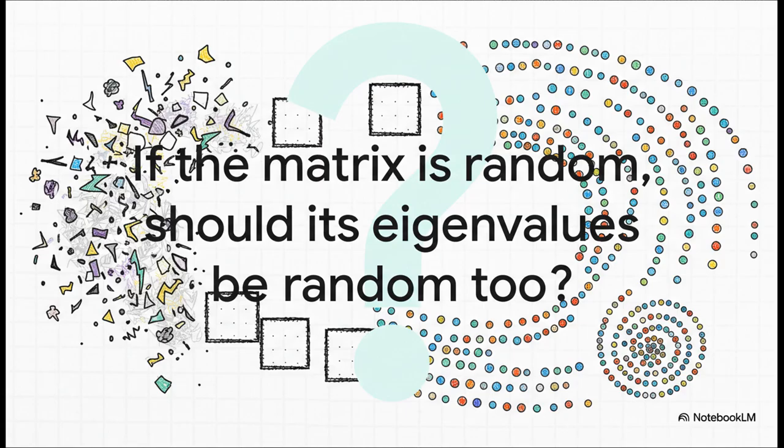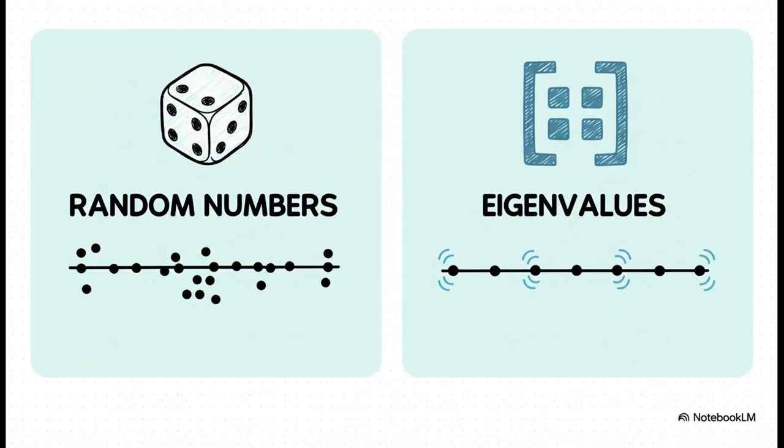Well, this is where things start to get really weird. And this is the part that just doesn't make sense at first. If you just throw a bunch of random numbers on a line, they'll clump up. Actually, the most likely distance between any two of them is 0. They can land right on top of each other. But the eigenvalues of a random matrix, they do something totally different. They actively avoid each other. It's almost like they can feel each other's presence and they need their personal space. The chance of finding two right next to each other is literally 0.